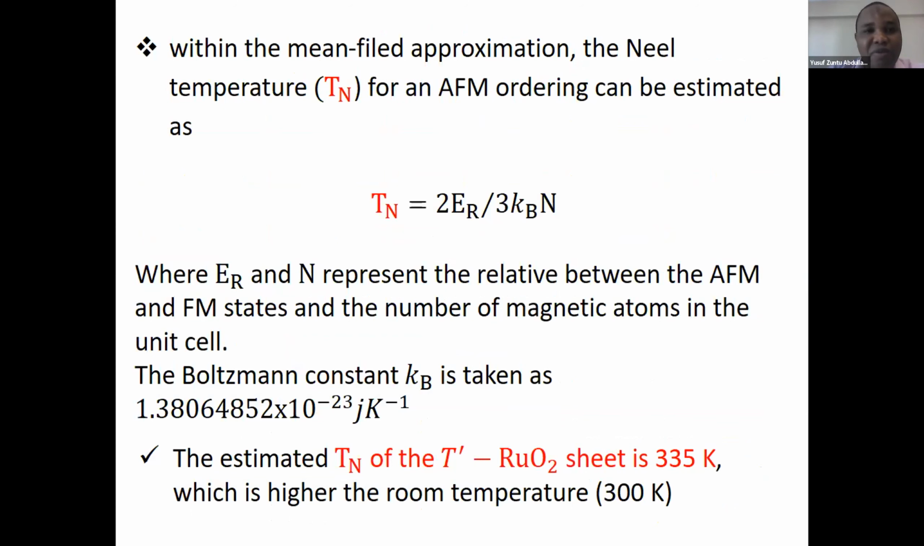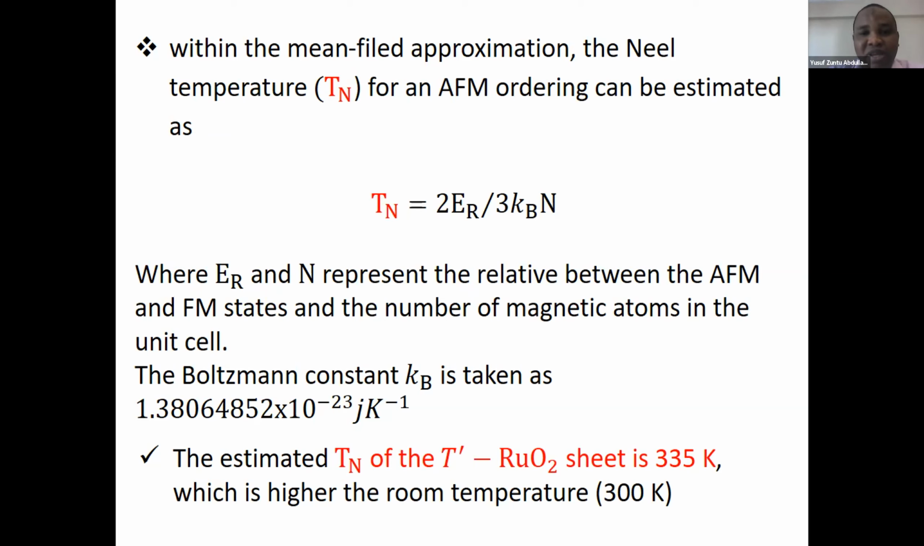Then we checked the critical temperatures, because it is antiferromagnetic. So we tried to check the Néel temperature within the mean field approximation, and here is what we found. We found a value which is slightly above room temperature. This shows that the distorted octahedral phase of ruthenium dioxide can be proposed for antiferromagnetic spintronics, although this estimated value might be overestimated because it does not account for many things.